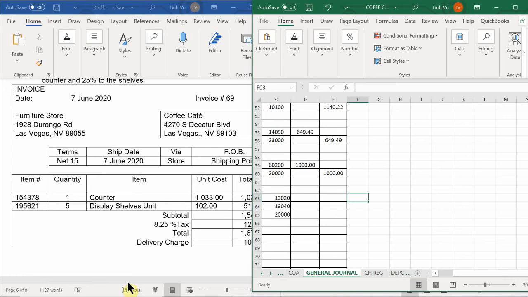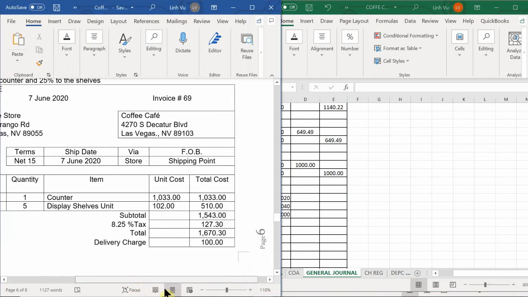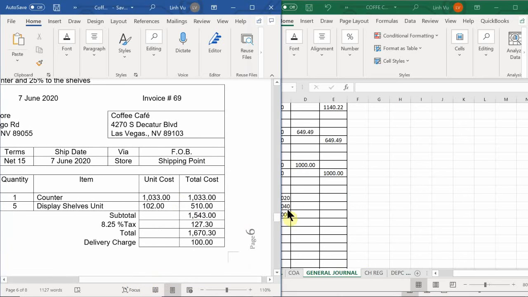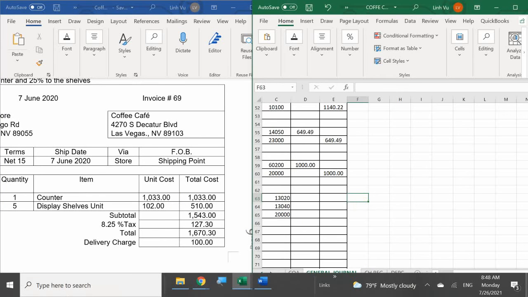Now, again, a counter, pretty straightforward, right? It's already made exactly the way it is. And display shelves, you don't need to do much to get them ready for service. So in this case, let's check it out, because we see here that the price of the counter is $1,033, right? And the price of the display shelves was $510. Okay? So first things first, we need to split the tax on this. Okay? So how do you split the tax on these items?